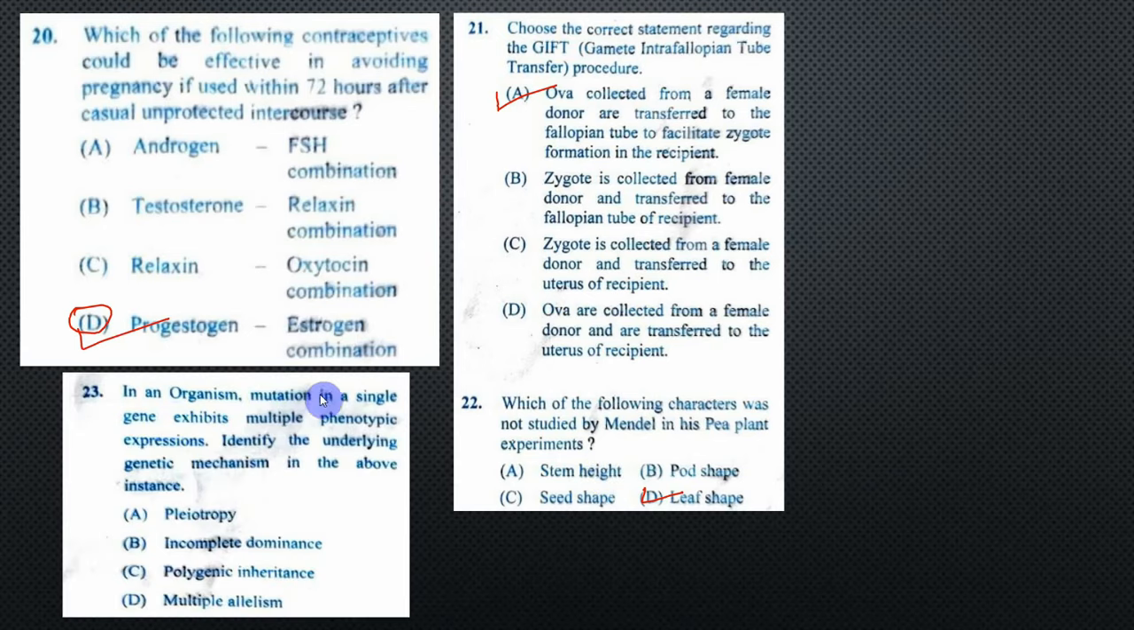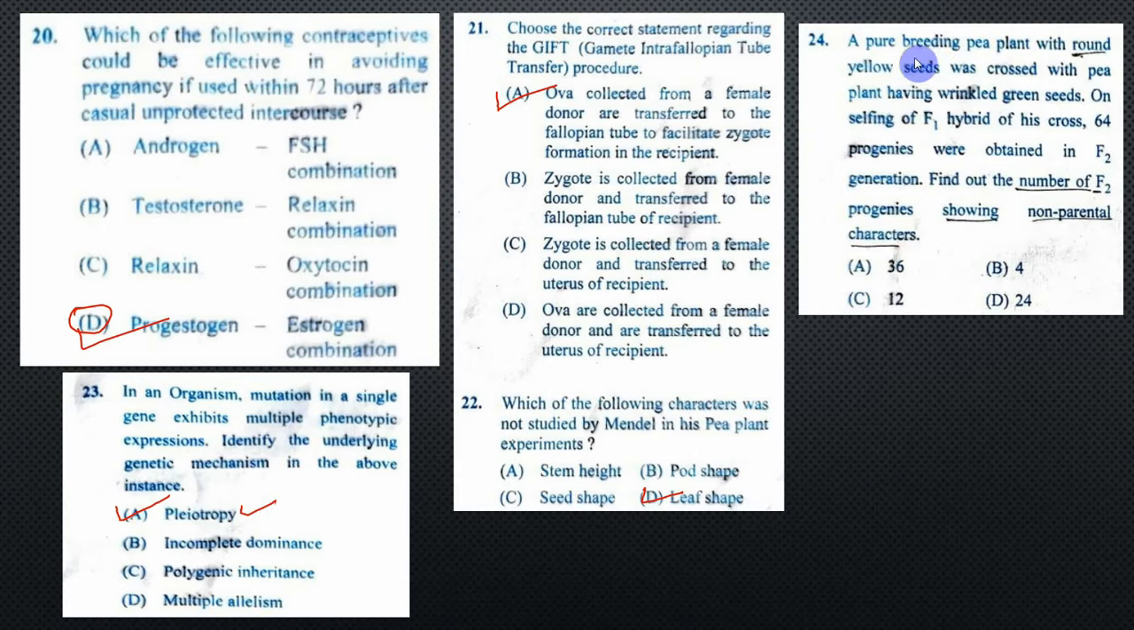In an organism, a mutation in a single gene exhibits multiple phenotypic expressions. Identify the underlying genetic mechanism in the above instance. Option A is pleiotropy. Yes, answer A is pleiotropy. Incomplete dominance is completely different, where no character is dominant. Polygenic inheritance is a different topic; it is associated with characters where many genes control the inheritance of that particular trait. The last one is multiple allelism. Blood group is an example of multiple allelism, and it is not associated with the mutation given in the question. So pleiotropy is the right answer.